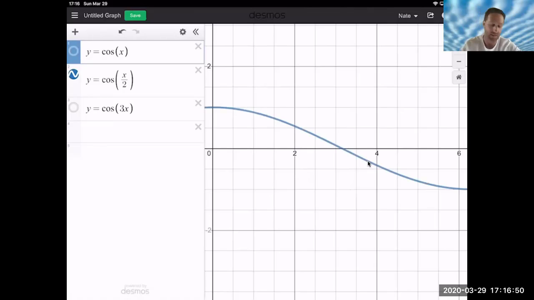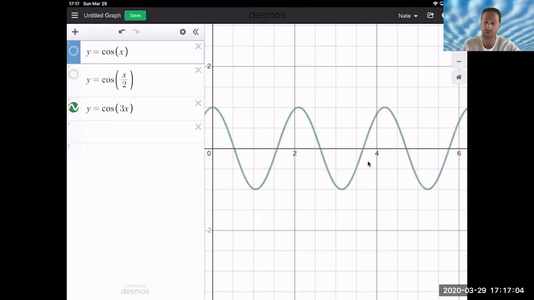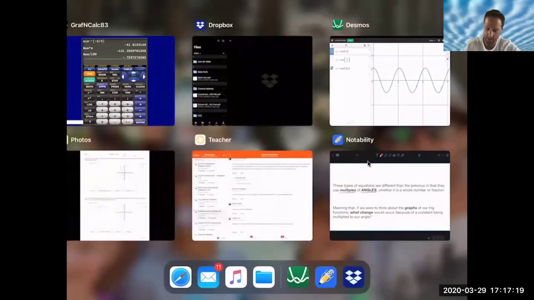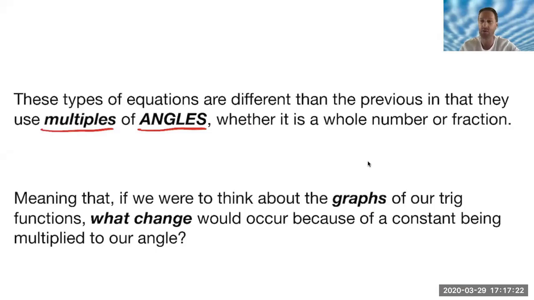So you can imagine what would happen for my period when it becomes 3x. Instead of 2 pi, remember it would be 2 pi over 3. And so we would have 3 times as many zeros, x-intercepts, or solutions to this equation. And you can see 1, 2, 3, 4, 5, 6 different places where it will actually cross through the x-axis. And so what we're going to be doing is the algebraic version of all of that.